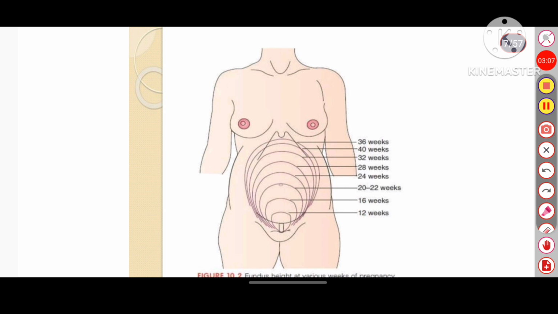As you can see in this image, the fundal height increases with the weeks of pregnancy. In the 12th week, the fundal height is exactly at the level of the symphysis pubis, between 20 to 22 weeks it is around the umbilicus, and at 36 to 38 weeks it reaches almost to the xiphoid process. So this is how you need to mention the fundal height.